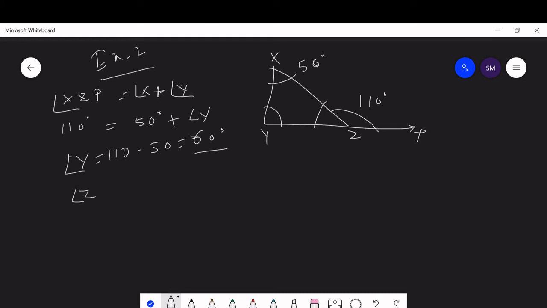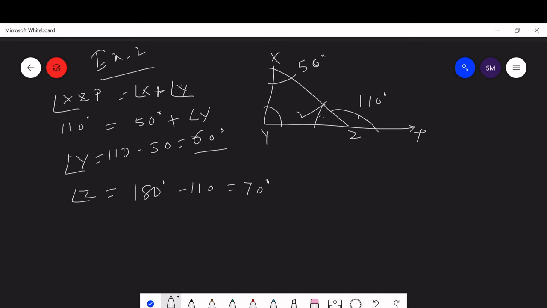Then angle Z is equal to, as we know, these two are a linear pair. This is the interior adjacent angle of the exterior angle. Then these two are a linear pair. According to the linear pair property, as you know, the sum of the two angles is 180 degrees. Then 180 minus 110 is equal to 70 degrees. Then the measure of angle Z is equal to 70 degrees.